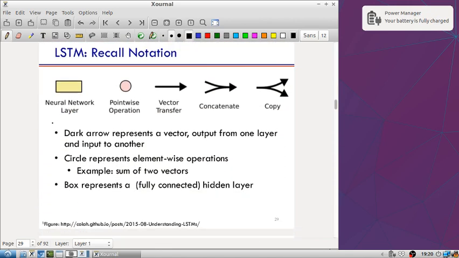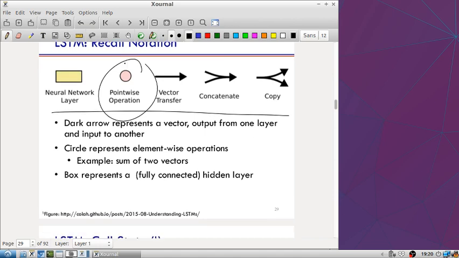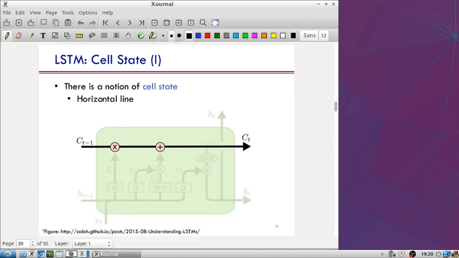Okay, again the same notation. I guess pointwise operation is something I missed. That's going to be in pink. So what are these 4 neural network layers in this LSTM block?